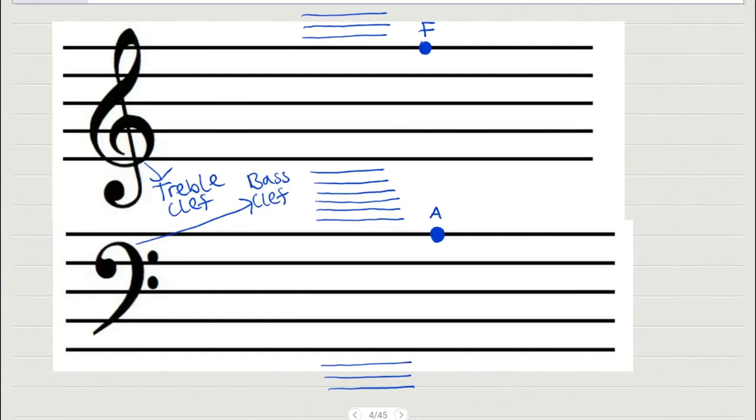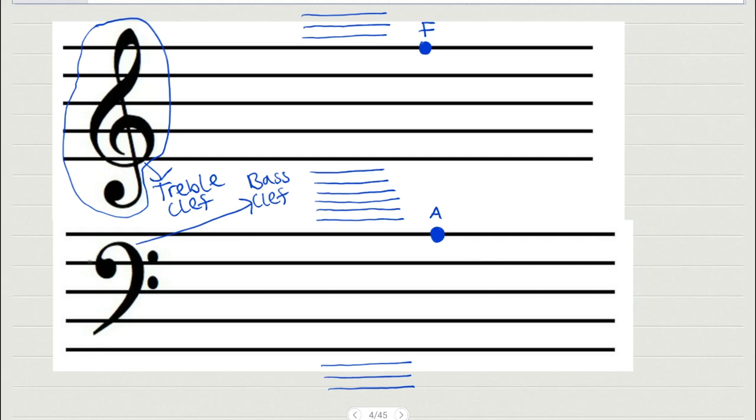Now I'm going to show you what a bass clef and what a treble clef look like. Can you see this huge sign that looks like an 8 or something like that? Can you see where I'm circling? This is known as the treble clef. That sign is known as the treble clef. And as you can see, this sign has been attached to the stave.